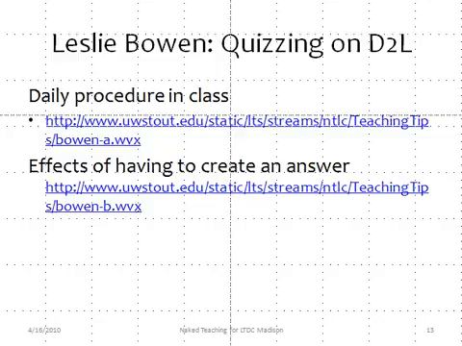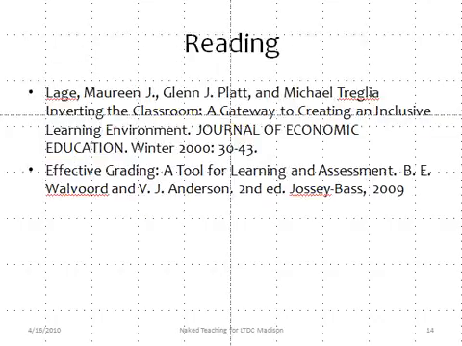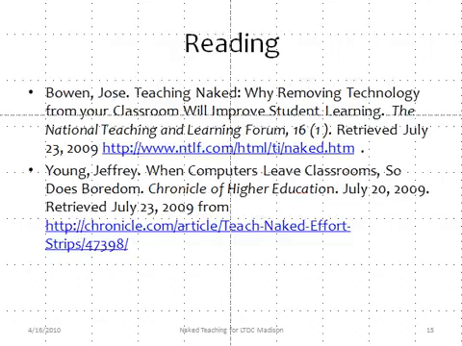So that's it. Good luck. And oh, wait a minute. Let me give you this. You can look at either of these two articles. They're helpful, and so are these two.